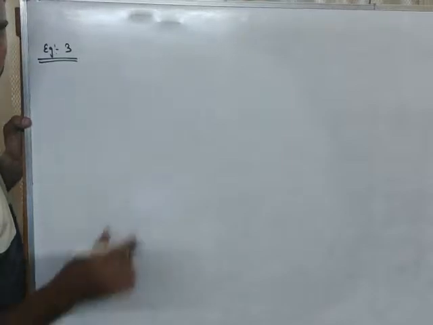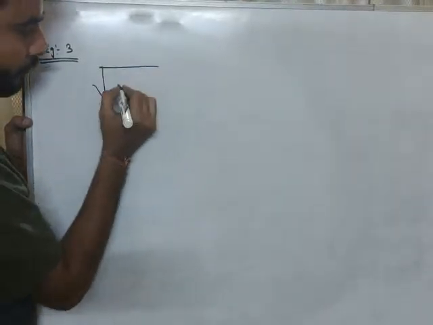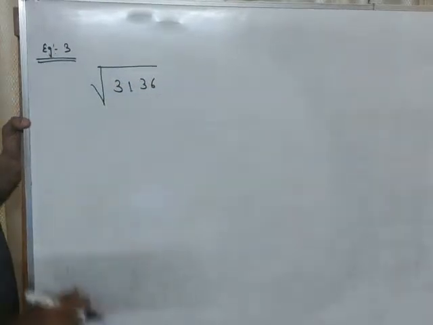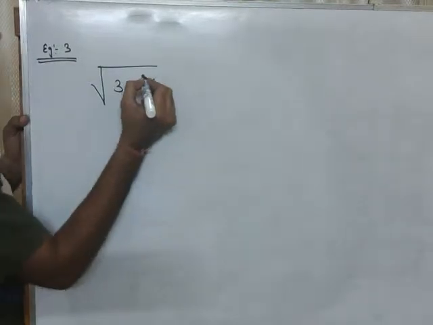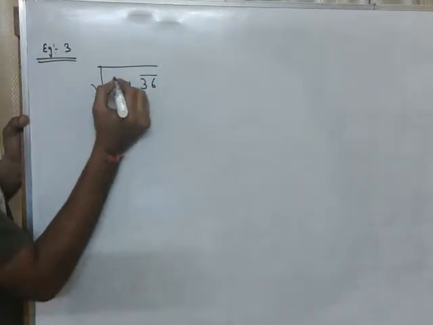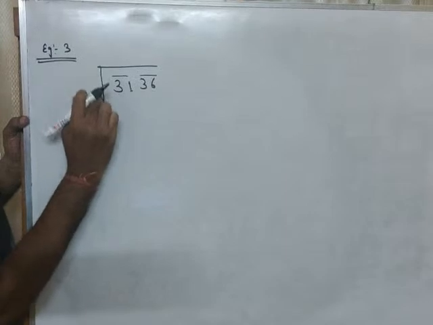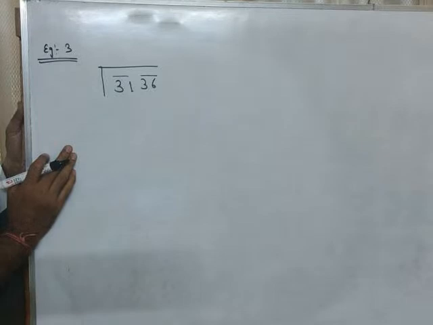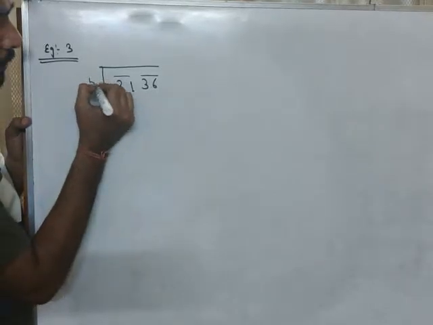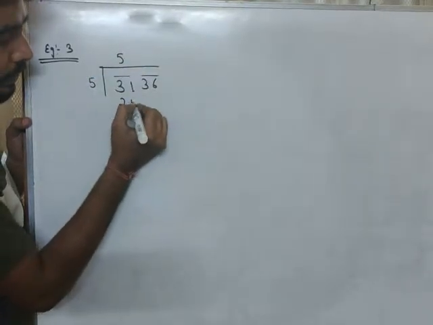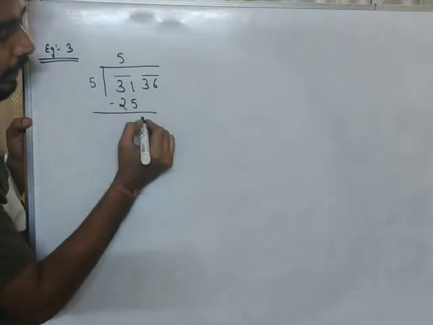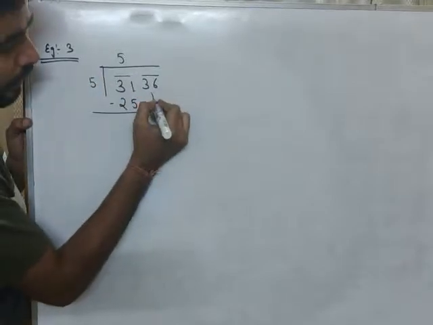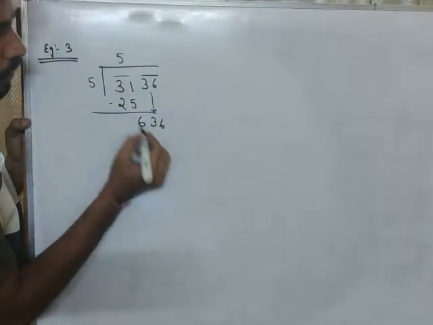Example number 3. The number is 3136. Under the long division method, we have to form pairs. 3 and 6 will form a pair, 3 and 1 will form a pair. Now, 5 into 5 is 25, 6 into 6 is 36. Which pair will we take? 5 into 5, that is 25. After subtracting, I got 11 minus 5 is 6 and 2 minus 2 is 0. Now 36 will come down.